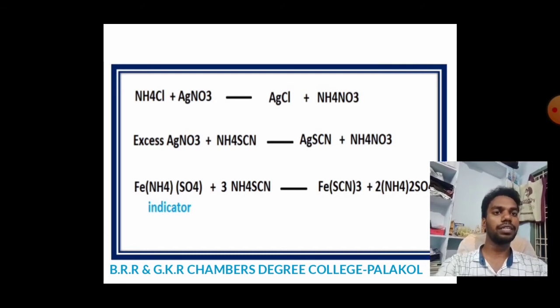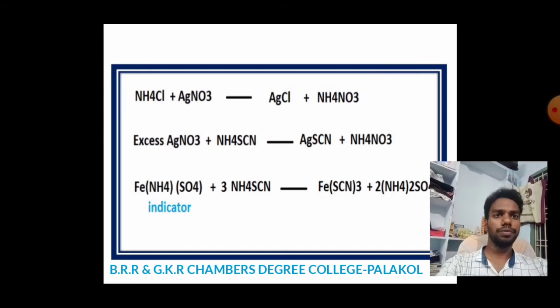Because silver thiocyanate is less soluble than ferric thiocyanate, initially all Ag+ ions are consumed in the conical flask. Ag+ ions react with the thiocyanate ions coming from the burette, so silver thiocyanate is formed first. Then after all Ag+ ions are consumed, the next drop of thiocyanate reacts with Fe3+, forming ferric thiocyanate.